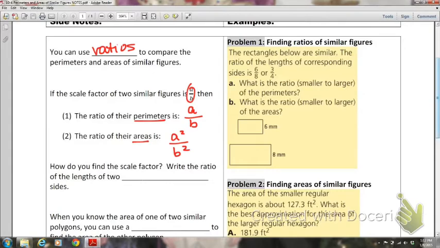So remember, a scale factor is just a ratio of two corresponding sides when we're looking at similar figures or polygons. So the A over the B represents the two corresponding side lengths of two similar figures. So the ratio of their perimeters is going to be the same as the scale factor, and the ratio of the areas is going to be the numerator squared and the denominator squared of that scale factor.